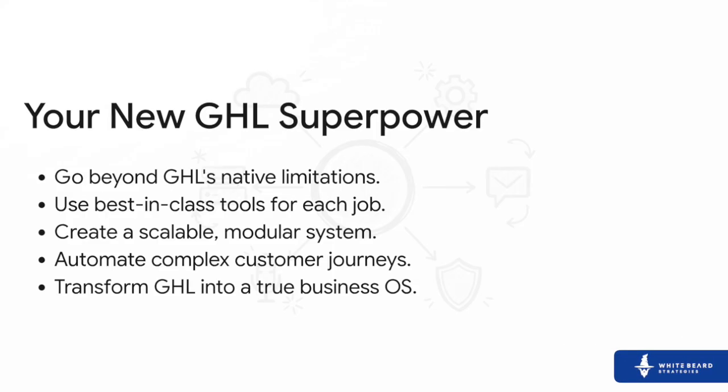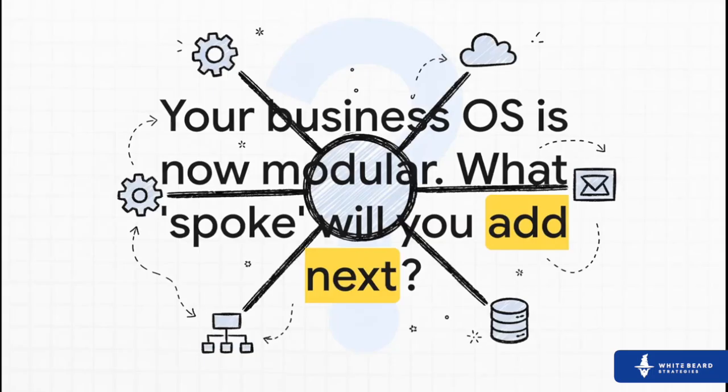You're not just using a tool anymore, you're conducting an orchestra, with Go High Level right there in the center as the conductor. This right here is the path forward. By embracing this hub and spoke model, your business operating system goes from being this rigid, one-size-fits-all box to something flexible and incredibly powerful. So the only question left to ask yourself is the one you see right here. What spoke will you add next?